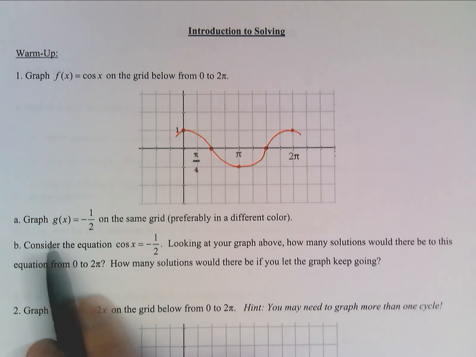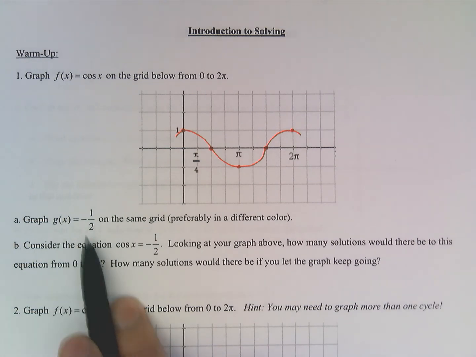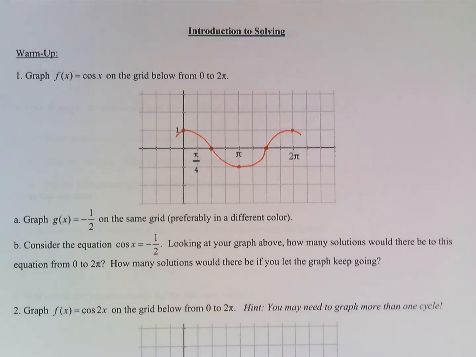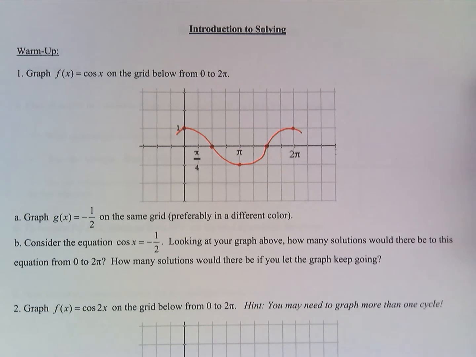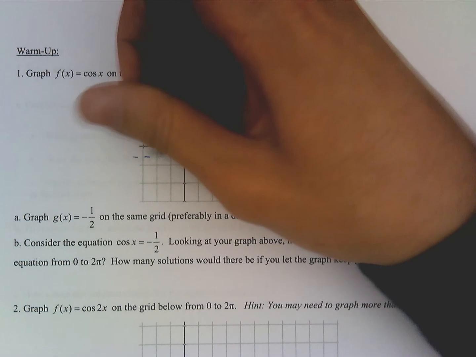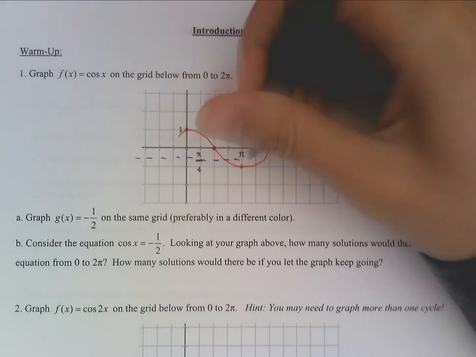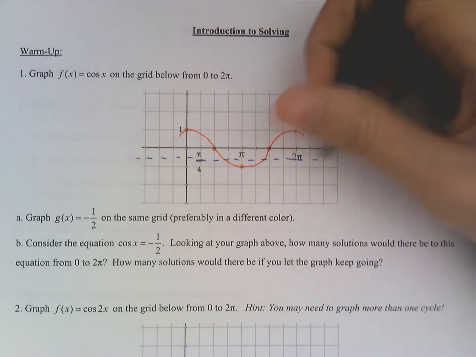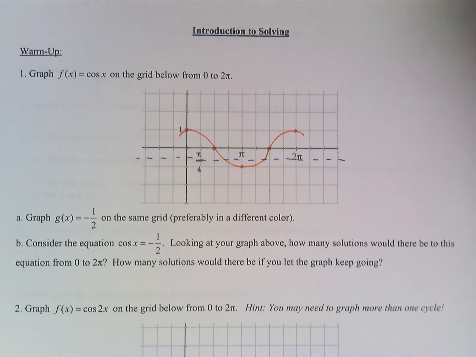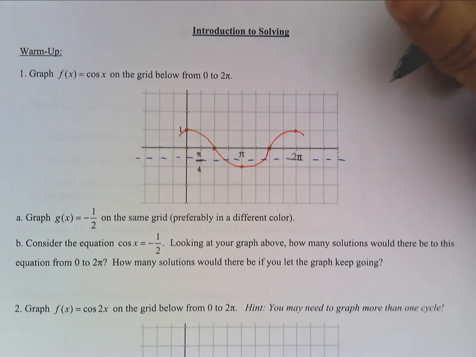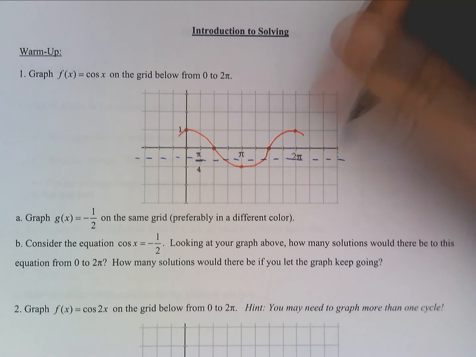Now I want to graph the function g of x equals -1/2. So use a different color for this. This is the function values that are -1/2. So this has the graph that looks like this here, like y equals -1/2. And I'm going to draw that as a dotted line.